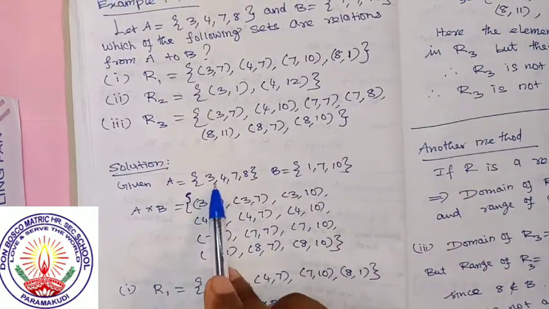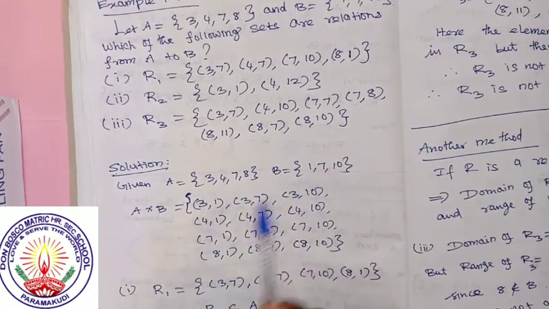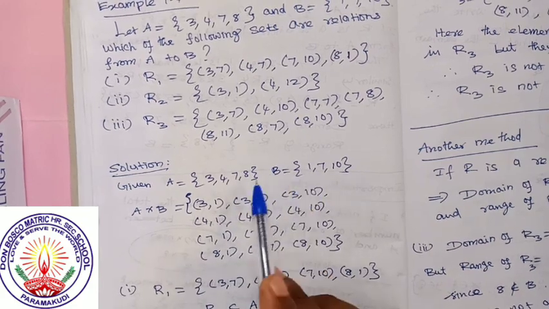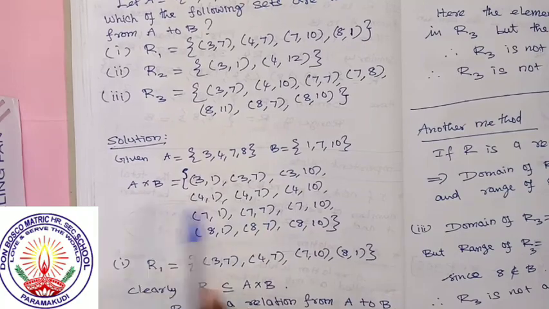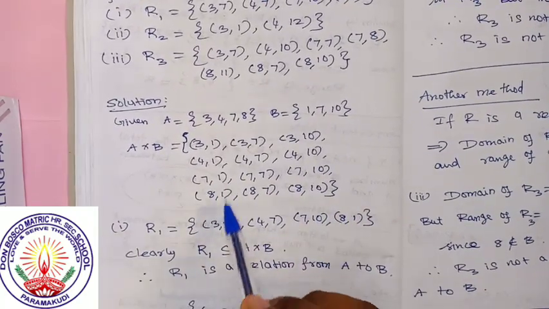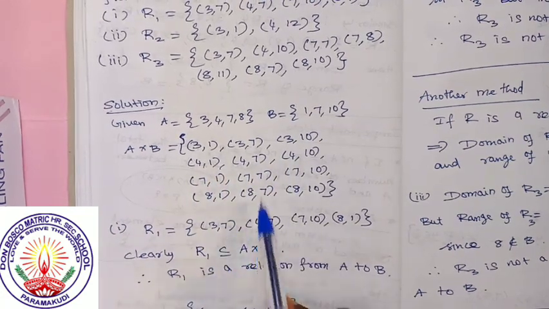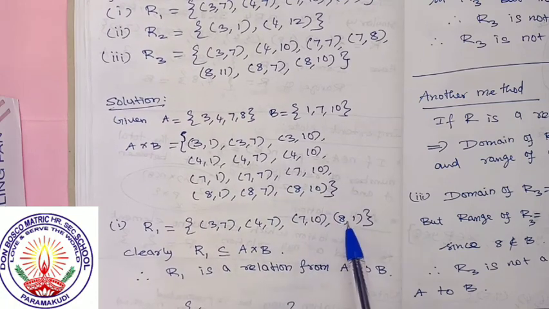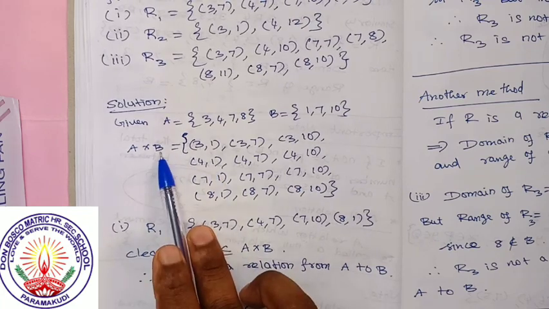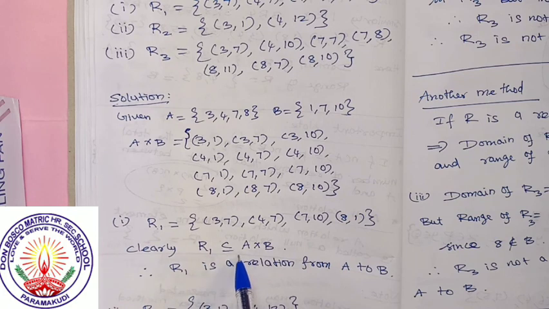So A cross B = {(3, 1), (3, 7), (3, 10), (4, 1), (4, 7), (4, 10), (7, 1), (7, 7), (7, 10), (8, 1), (8, 7), (8, 10)}. It is the Cartesian product of A and B. For question number 1, R1 is given. Now check the elements of R1 against A cross B: (3, 7), (4, 7), (7, 10), (8, 1). So all the elements of R1 are also elements of A cross B. Therefore, R1 is a subset of A cross B.